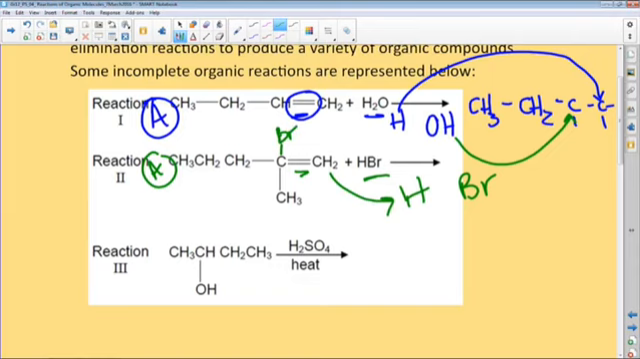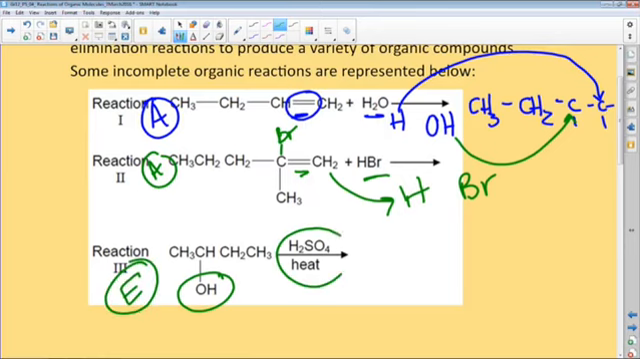The next one, now look at what we've got. We've got an alcohol, but it's not been added to anything. This makes this an elimination reaction, because what's going to happen, I'm adding sulfuric acid to it. Sulfuric acid is actually a dehydrating agent. So what's going to happen is it's going to take the oxygen off, the OH off, and then we're going to have to decide where it comes off from, okay?